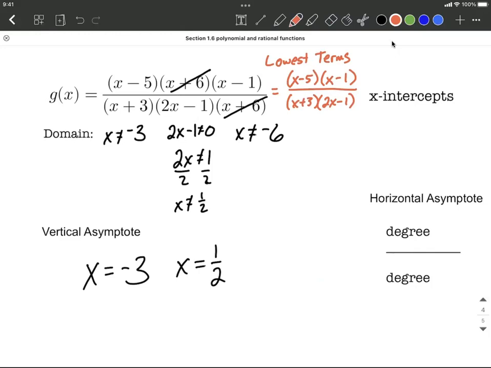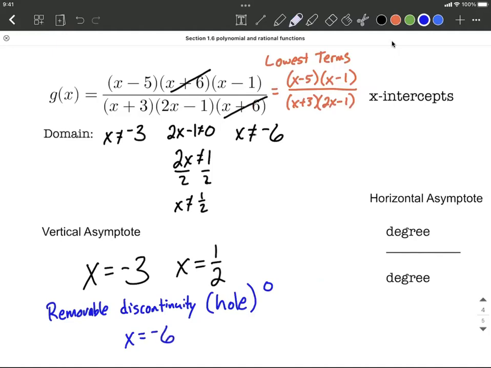Well, that -6 actually works out to be where we get a removable discontinuity. What that works out to on a graph is a hole in the graph. It's like one missing point in our graph. The rest of the graph looks just like the graph of that rational function in lowest terms, except we get a removable discontinuity at an x value of -6.